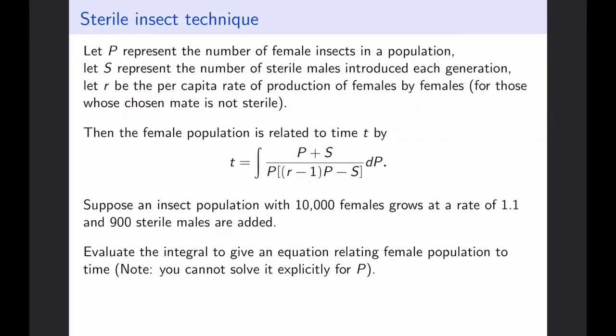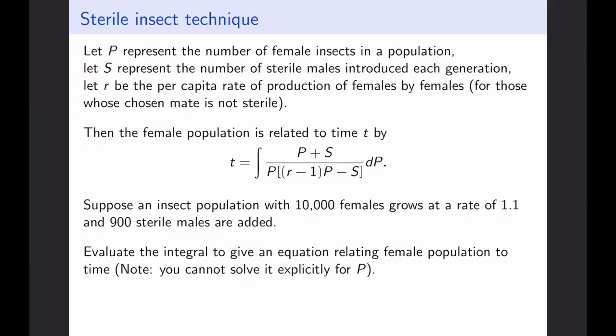Now, what is fascinating is the fact that we can actually produce an integral that relates the time and the female population of the flies. Let's take a look not at the derivation, which is a bit technical and partially experimental, but rather at what the variables involved are and what kinds of calculations we can actually do with the model that we have.